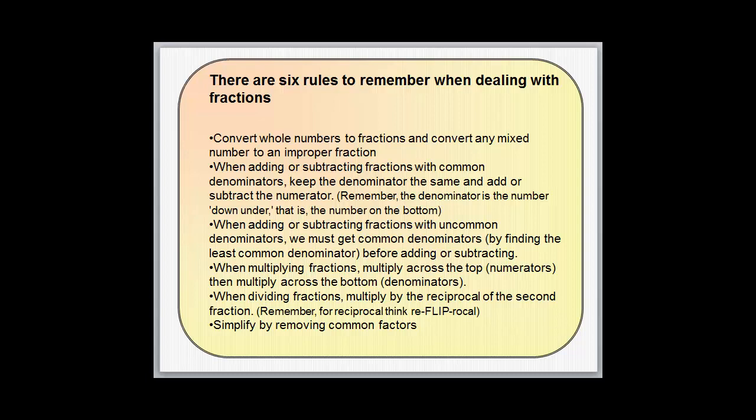All right, the next rule is when you're multiplying fractions, you multiply across the top, so you multiply your numerators, and then you multiply across the bottom, so then you multiply your denominators. When dividing fractions, you're going to multiply that first fraction by the reciprocal of the second fraction. Now all reciprocal means is that you're going to flip that second fraction around, okay? You're going to place the denominator in the numerator and then the numerator into the denominator, okay?